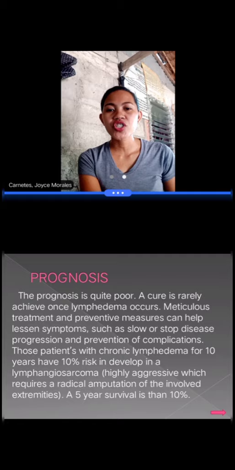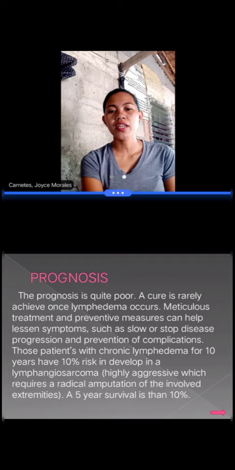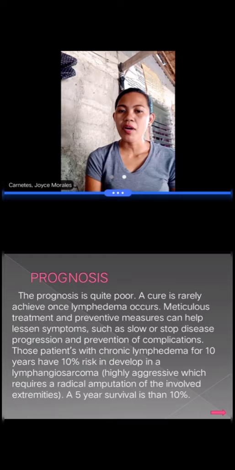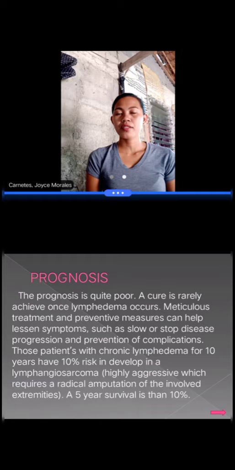Meticulous treatment and preventive measures can help lessen the symptoms, slow or stop disease progression, and prevent complications. Patients with chronic lymphedema for 10 years have a 10% risk of developing a lymphangiosarcoma, which is highly aggressive and may require a radical amputation of the involved extremities, and the 5-year survival is less than 10%.